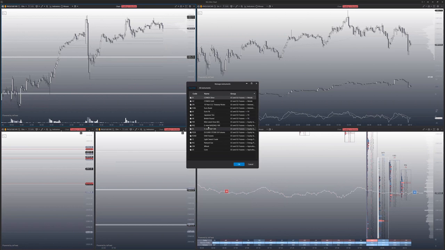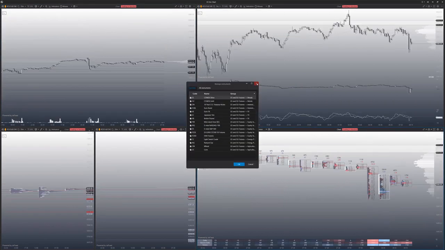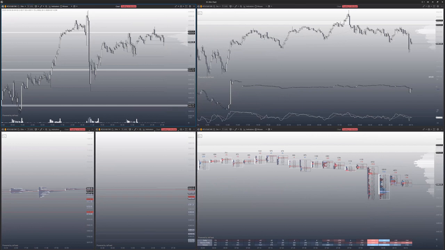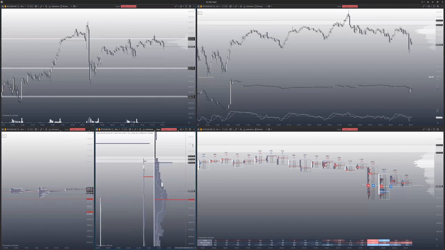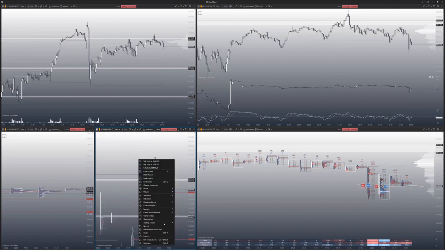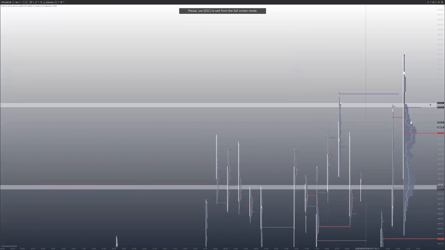Okay, let's show us also S&P. It's the same story as NASDAQ. You look, it looks the same, and also all the profiles look still the same. And let's check here.